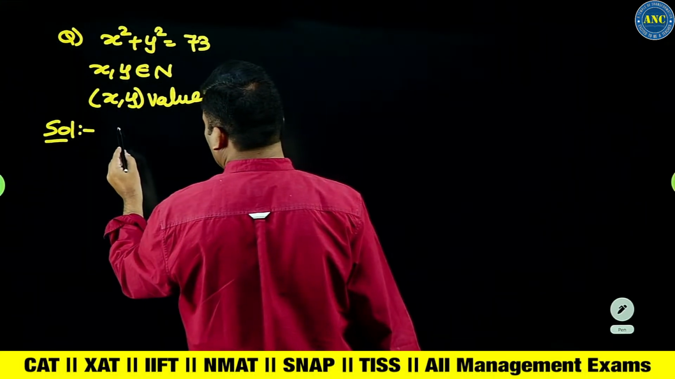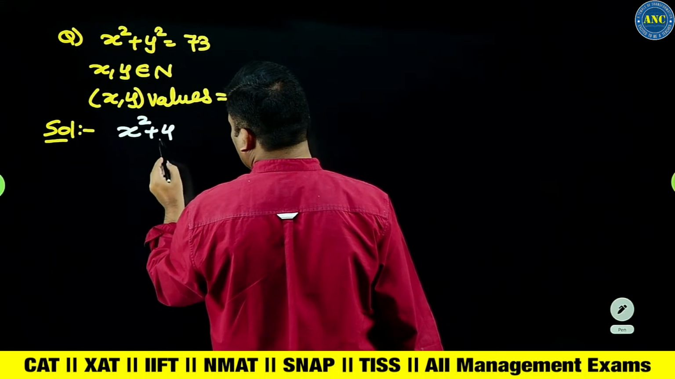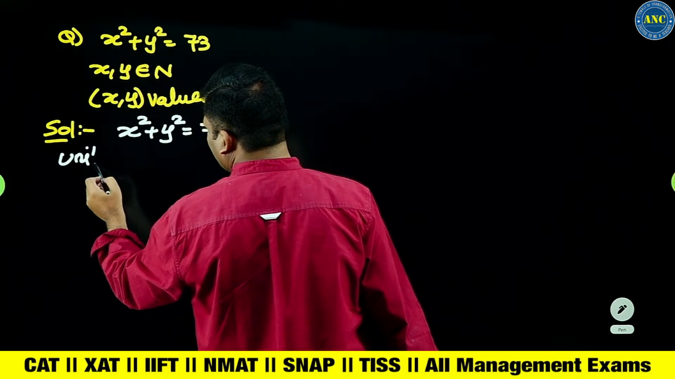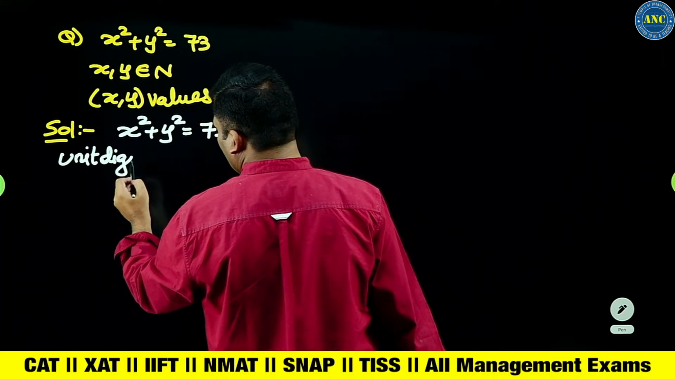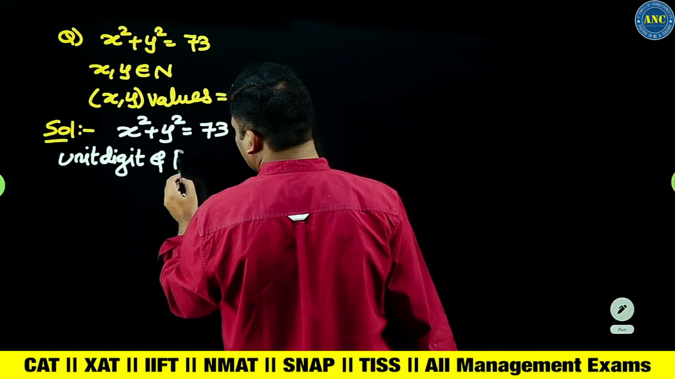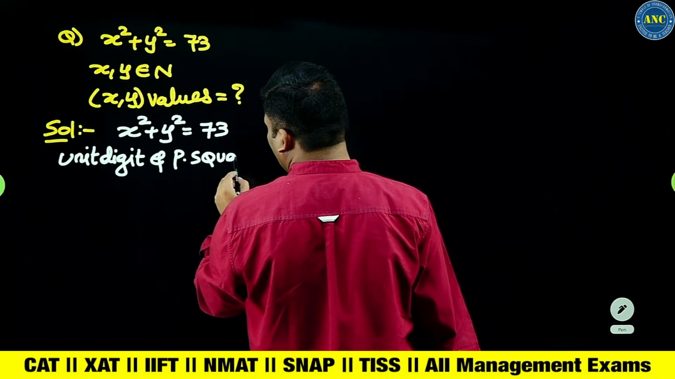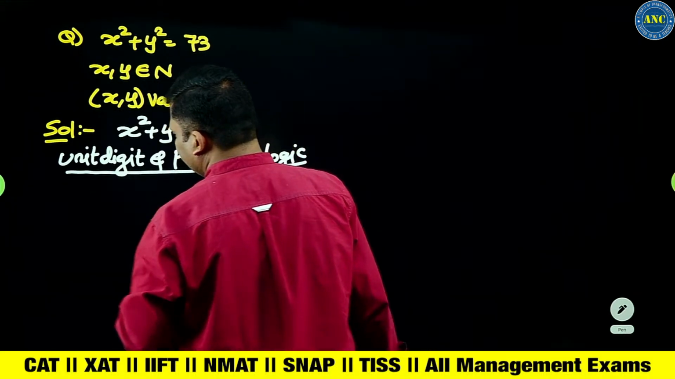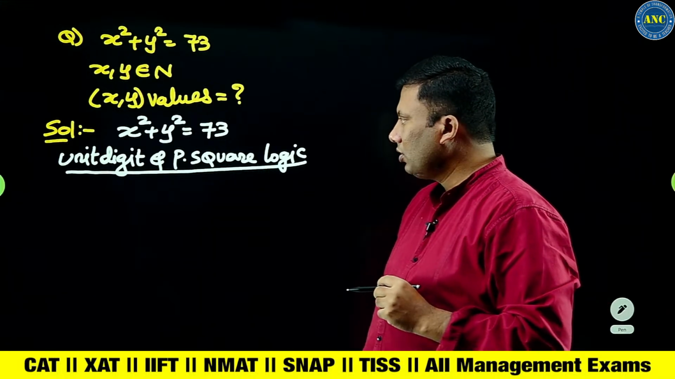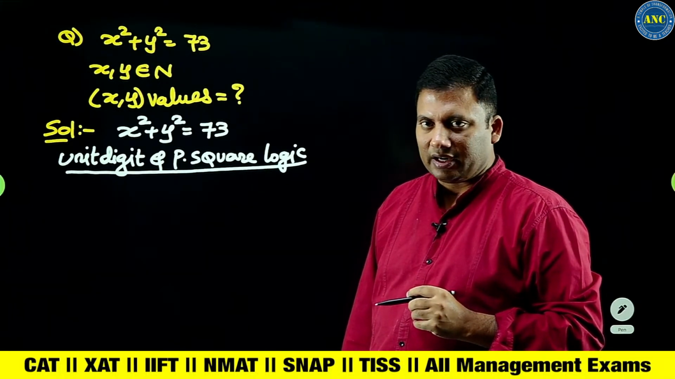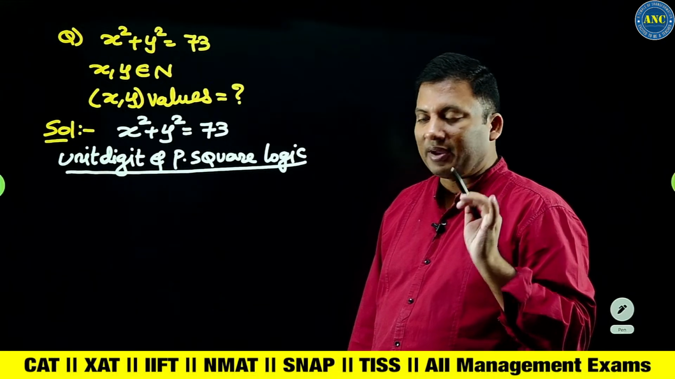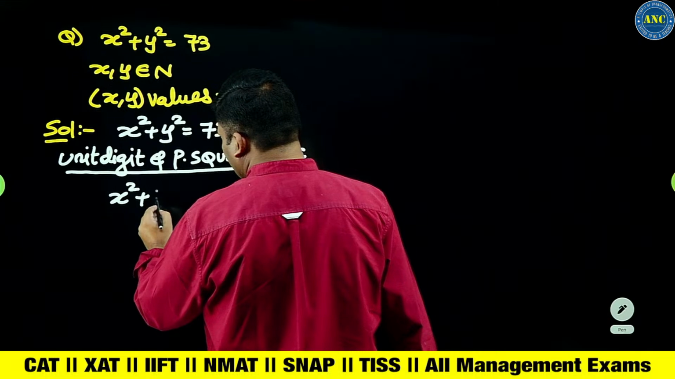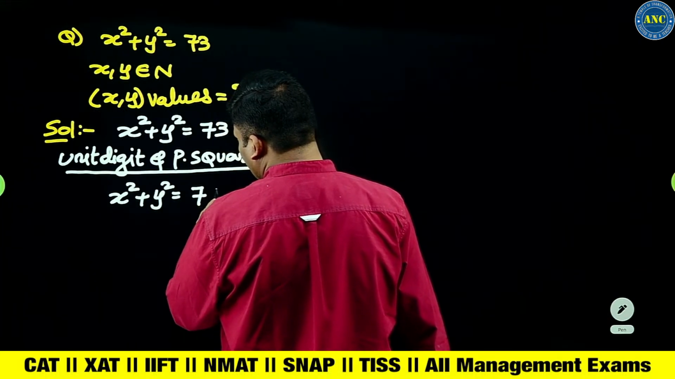How am I solving this question? X square plus y square is equivalent to 73. I will use unit digit and perfect square logic. Listen carefully, sir. X square plus y square is equivalent to 73.